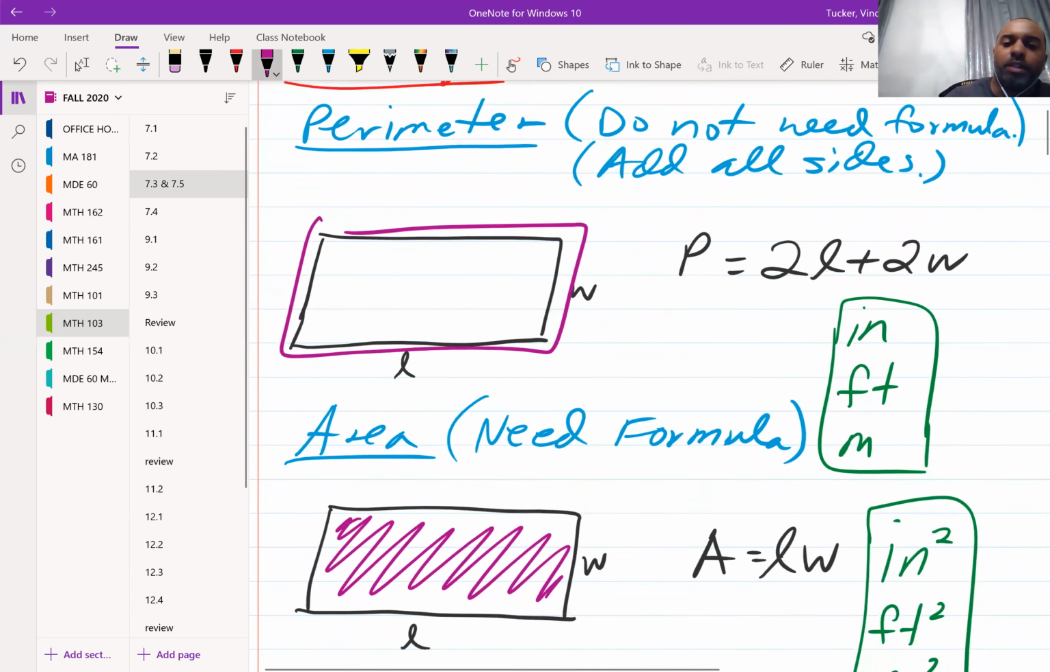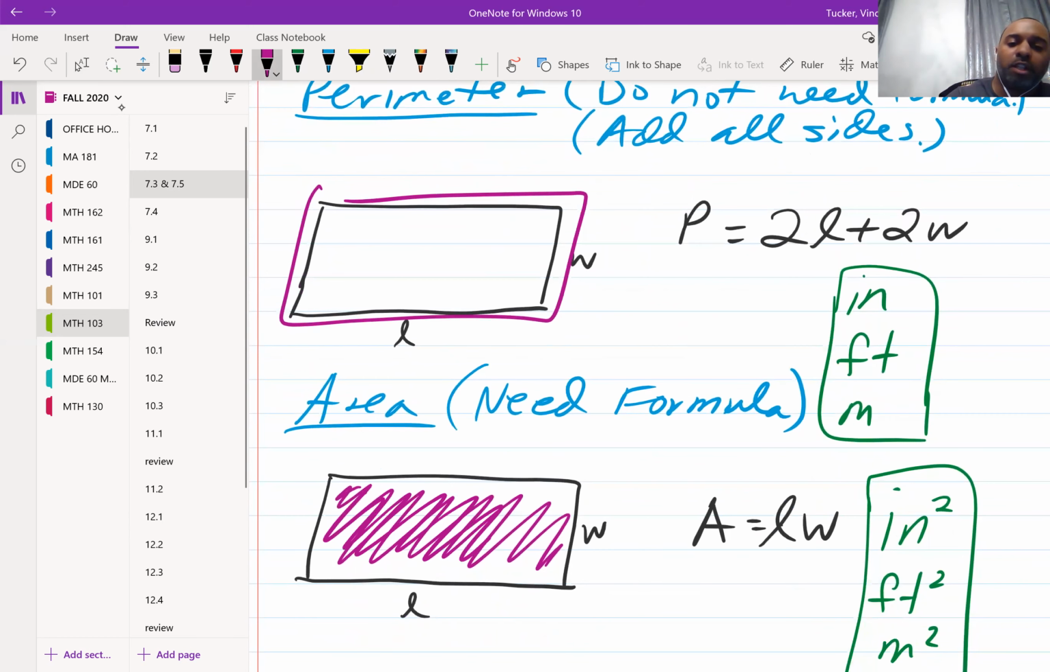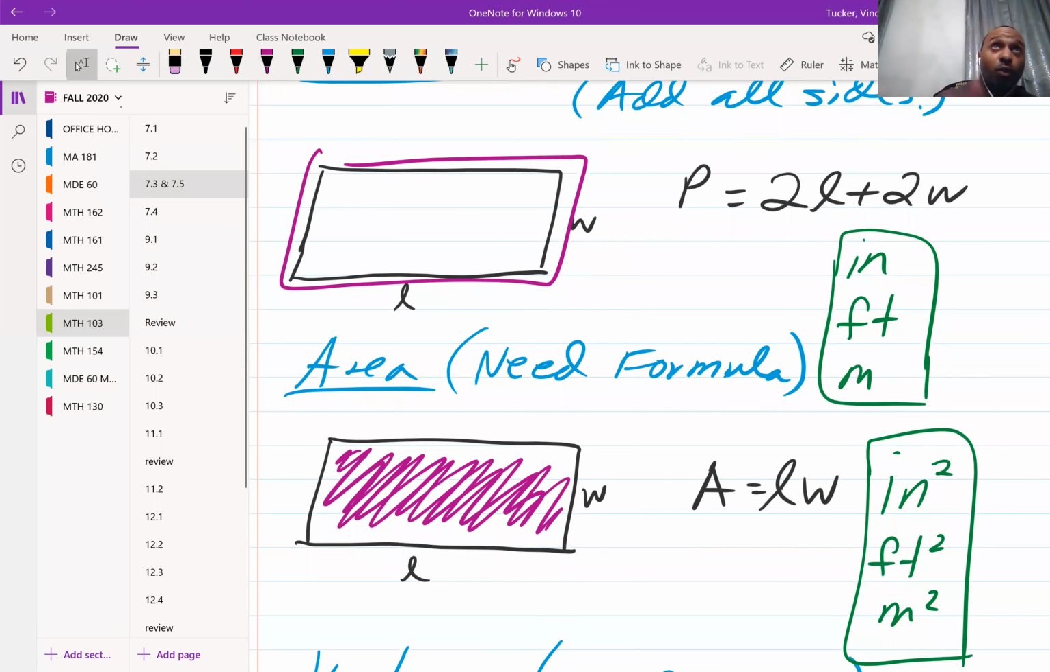Now, the area is the inside, the amount of space that a shape takes up two-dimensionally. And you do need a formula for that. Now, every shape has its own formula. So you wouldn't just use random formulas. You use the formula according to the shape that you're dealing with. So the formula for the area of a rectangle is length times width. But to calculate the area, you do need a formula.